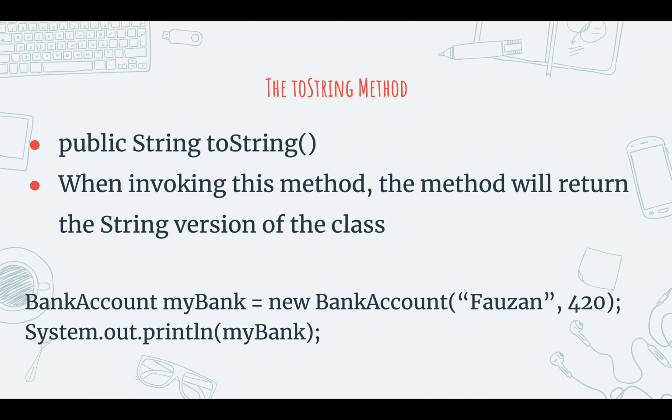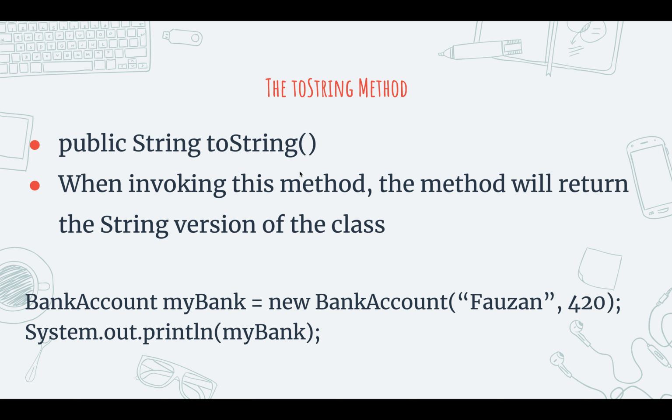So the object class includes a toString method, and this is the method signature for the object class. The object class's toString method: public String toString. Public implies that it's accessible. String implies that it's returning a string, and then toString is the method name, and there are no arguments. When you invoke this method, the method will return the string version of the class.